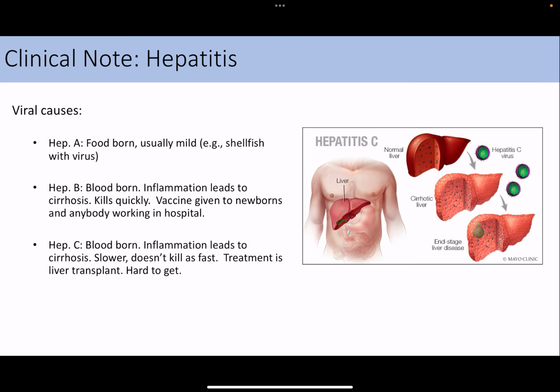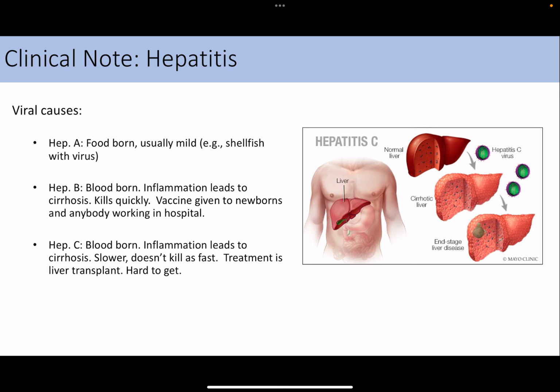So next is hepatitis, which is inflammation of the liver. There are viral causes, and then we'll talk about non-viral causes. Hepatitis A is foodborne. The symptoms are usually mild. Foodborne meaning it's usually caused by shellfish that's prepared improperly. And so it's easily treatable.